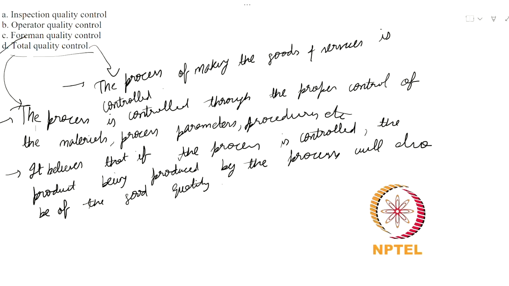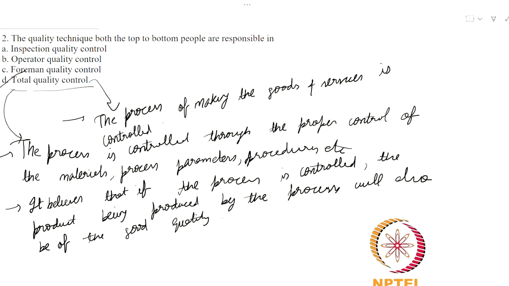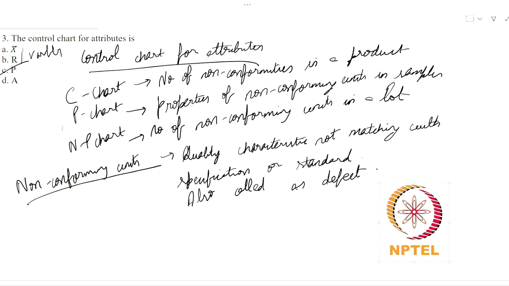Now we also discussed quality techniques: total quality control, foreman quality control, operator quality control, and inspection quality control. Next, we discussed the control charts for attributes. Control charts for attributes are the C chart, P chart, and NP chart.